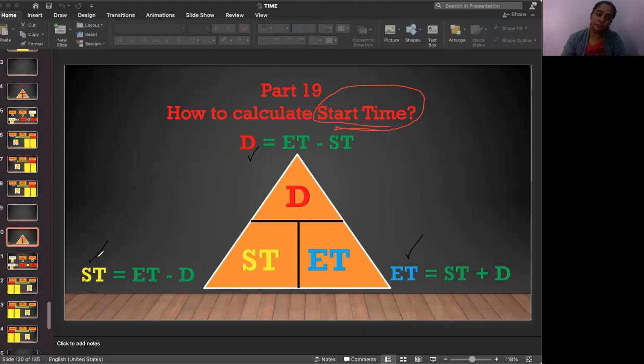So if we are supposed to calculate the start time, then we should be given the information on the duration or the elapsed time, and we should also have information on the end time. Only if these two information are given to us will we be able to find the start time of an event. So let's go on to the next slide.